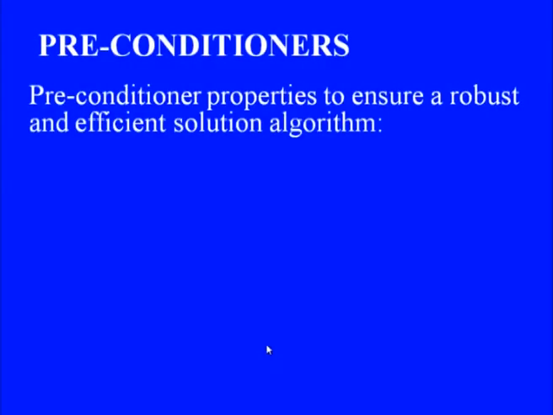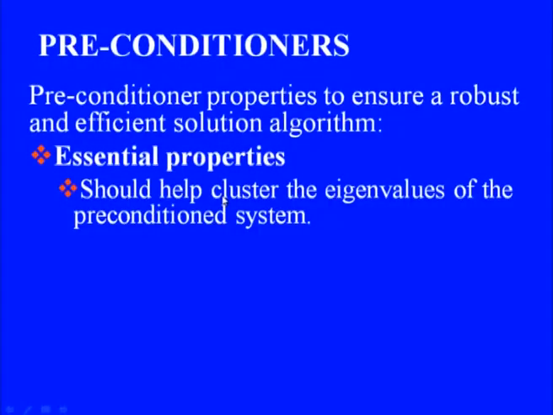Now let us have a look at some properties of preconditioners. Preconditioners are required to ensure that our method is a robust and efficient solution algorithm. So what are the essential properties of a preconditioner? If you look in a bit more detail, which we did not have time for today, the convergence of the iterative solution process is linked to the eigenvalues of our matrix. So a preconditioner should help cluster the eigenvalues of the preconditioned system, which is obtained after pre-multiplying the preconditioner to the system matrix. If they are clustered together, that ensures faster convergence.